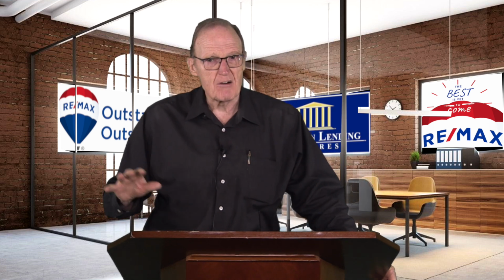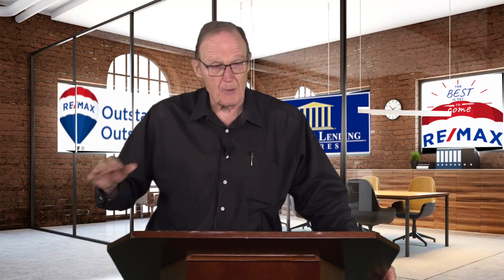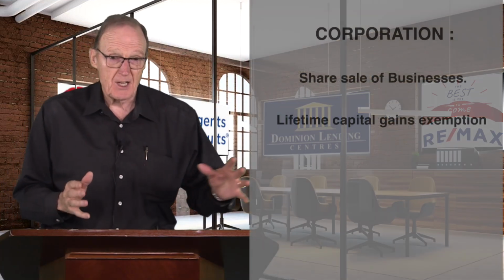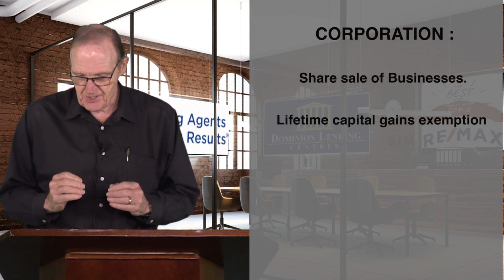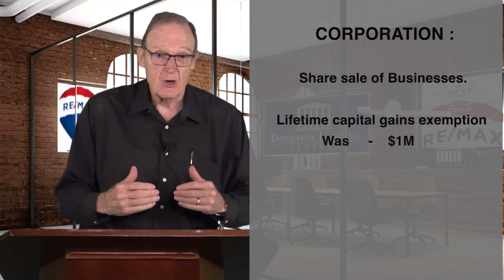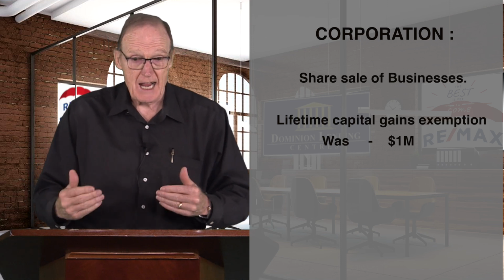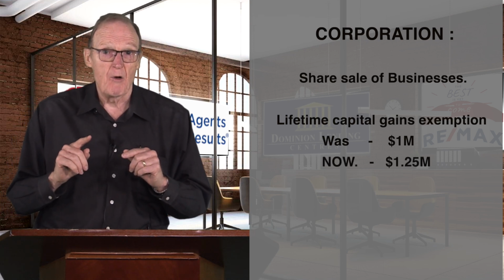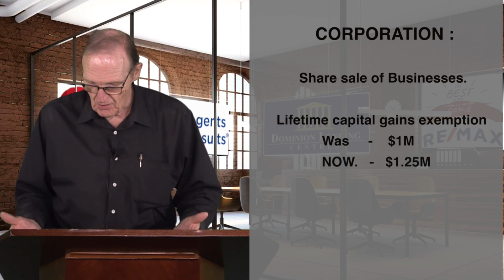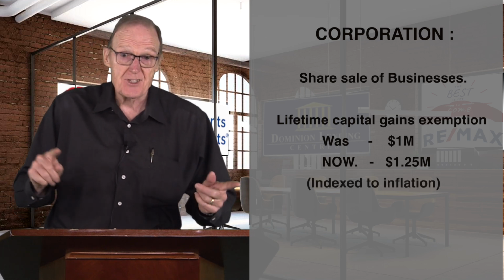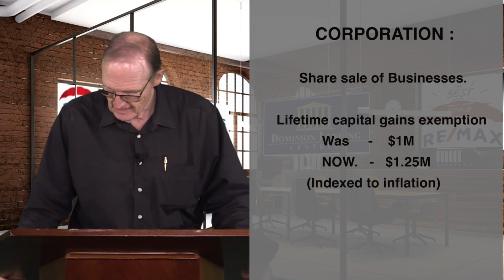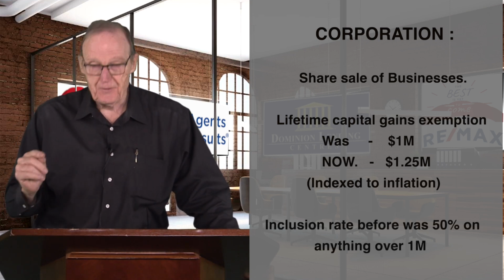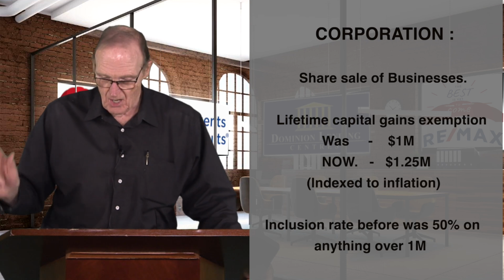While we're on corporations, let me say a couple of other things. If you're selling the shares of a corporation, if you're selling the corporation, but it's a share sale, not an asset sale, up until this new budget it was exempt for the first $1 million. So somebody owning the corporation could sell the corporation, and they were tax exempt for the first $1 million. And now it's exempt to $1,250,000. So it's raised a little bit, and it is indexed to inflation.